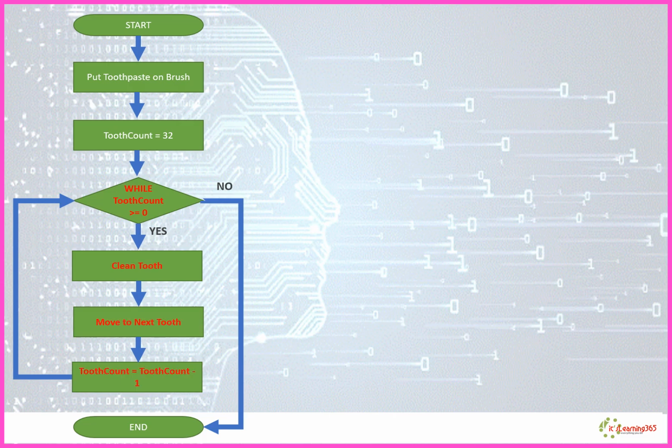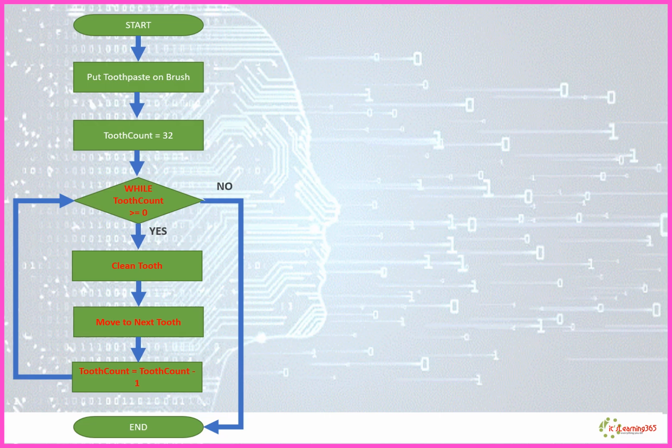So here I am at the first iteration of my code. My tooth count is set to 32 and I check while the tooth count is greater than or equal to 0, follow the steps in the yes bit. So I have to clean a tooth, I then move to the next tooth, and then the third box says tooth count equals tooth count minus 1. All that means is I take 1 off my tooth count variable.